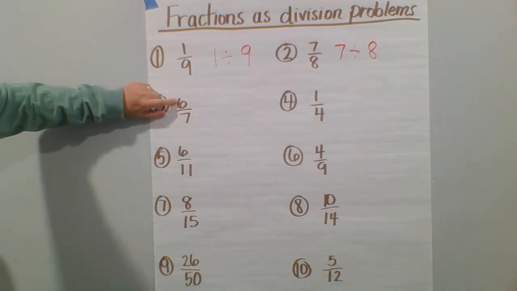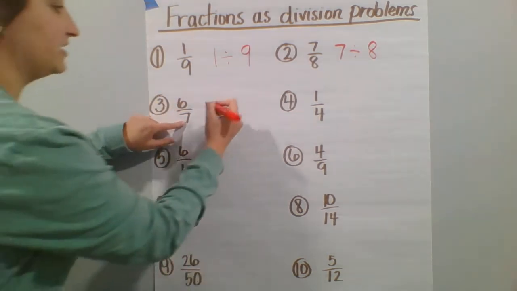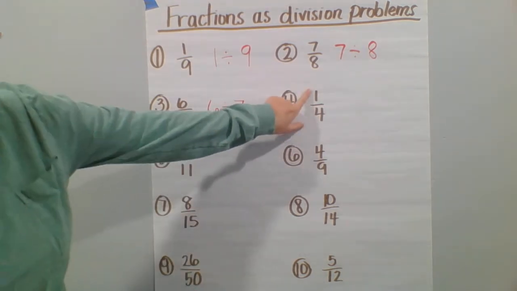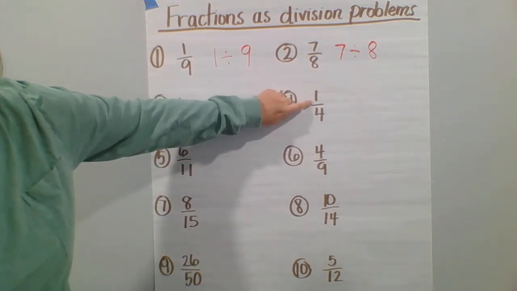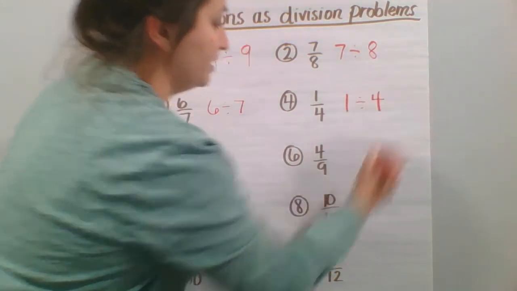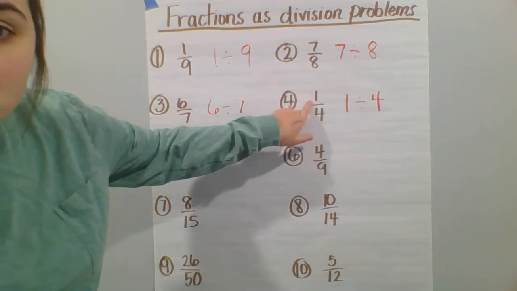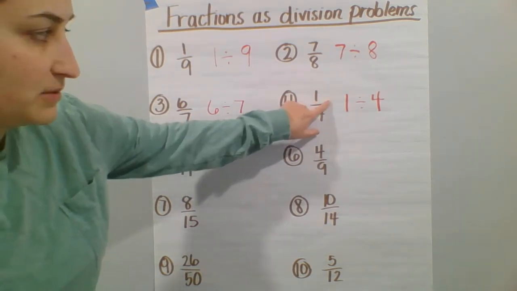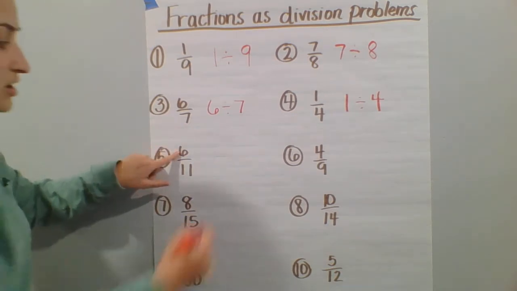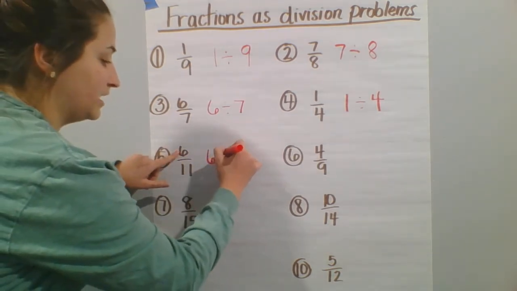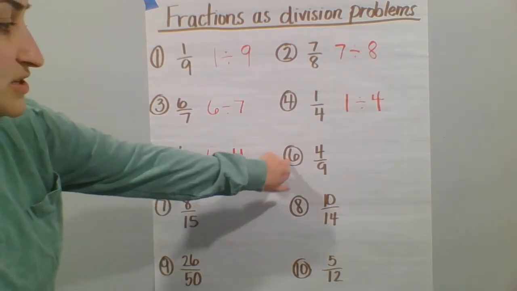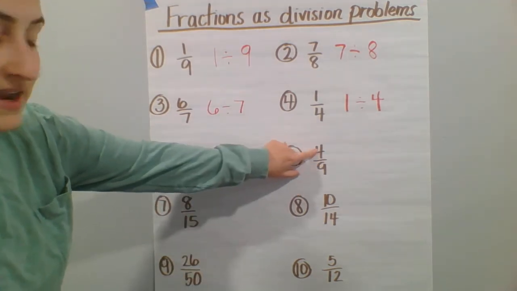Number 3, numerator divided by denominator would be 6 divided by 7. Number 4, we have numerator divided by denominator, so 1 divided by 4. You remember this, this fraction symbol in the center? This represents division, so fractions are division problems. 6 is our numerator, and we're dividing that by 11.